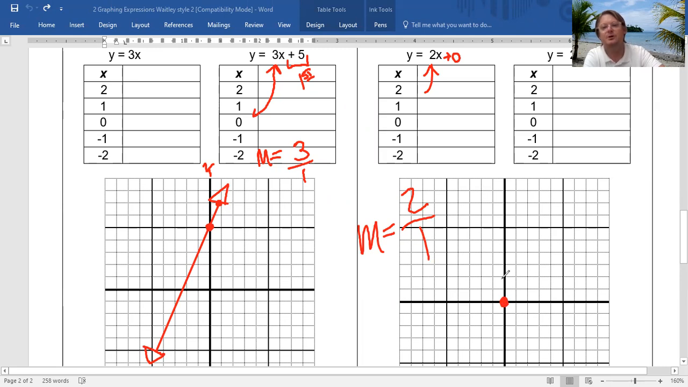So from this point, we're going to go up 2 over 1, up 2 over 1, up 2 over 1. And from there, you can draw the line. This line represents all the x and y pairs that are part of the solution. Okay? I'm going to erase all this in just a moment. Okay. Good. And we'll do one other. We'll do this 2x minus 5.